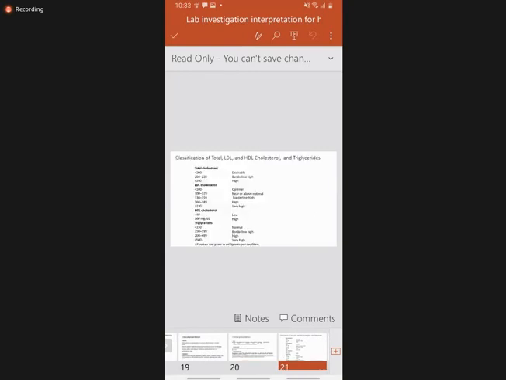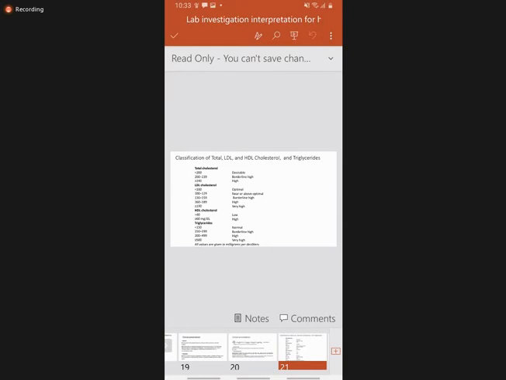Now the levels of the HDL. ठीक है, classification. Total cholesterol, if it is less than 200, it is desirable. Between 200 to 239, borderline. Greater than 240, it is considered as high. ठीक है. Now the total cholesterol level, they have different ranges. Different laboratories follow different guidelines, and according to their guidelines, they write their ranges.